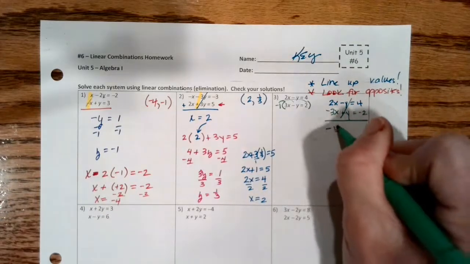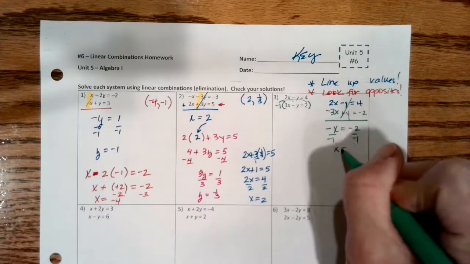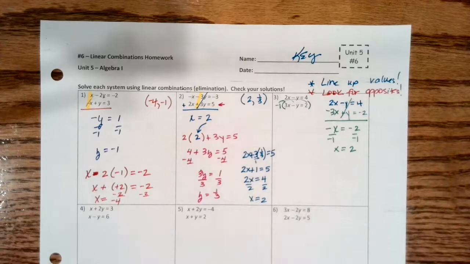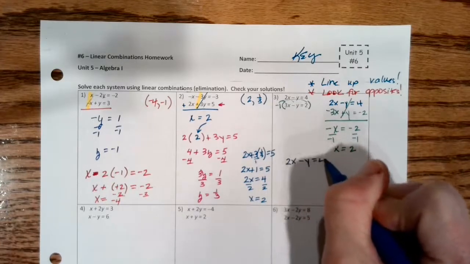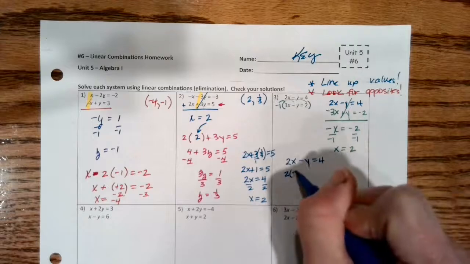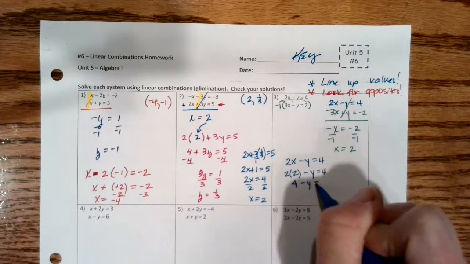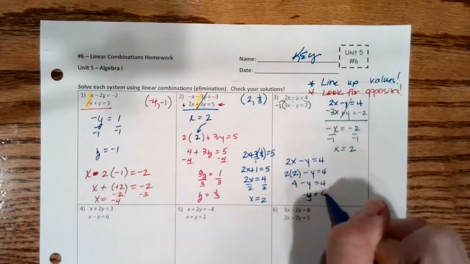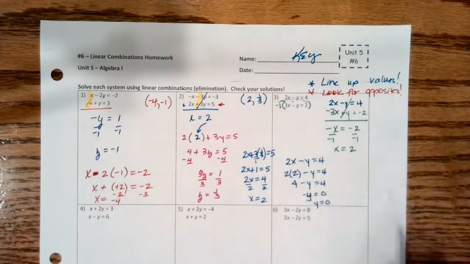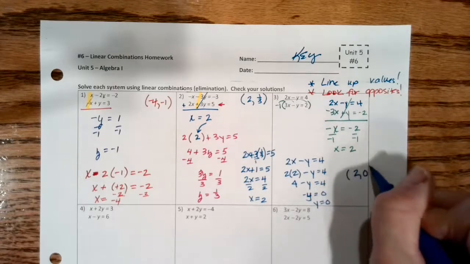So it's negative x is equal to negative 2. Divide by negative 1 and x is equal to positive 2. So I can go back to either equation and say 2 times x minus y is equal to 4. 2 times my value for x. So 4 minus y is equal to 4. When I subtract 4 from each side, I get negative y is equal to 0, or y is equal to 0. But that's going to be the same. So over 2, up 0.